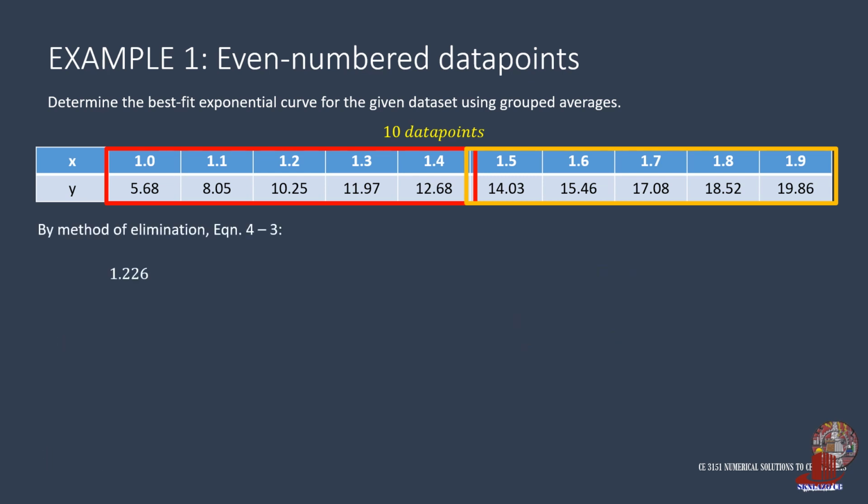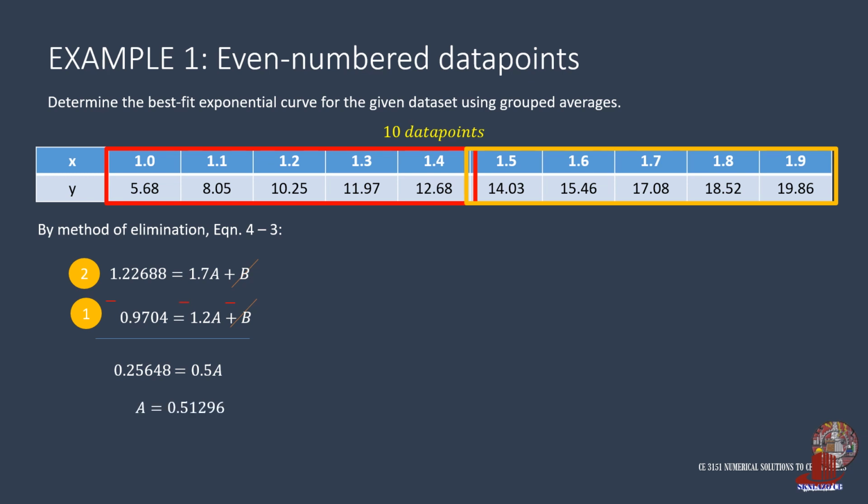Again, by the method of elimination, subtract equation 1 from equation 2 to take out B. 1.22688 minus 0.9704 is 0.25648. Then 1.7 minus 1.2 is 0.5A. A is then taken as 0.51296. Again, capital A is equal to the logarithm of a, which is the needed parameter in the exponential equation.